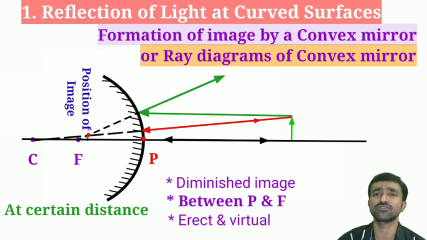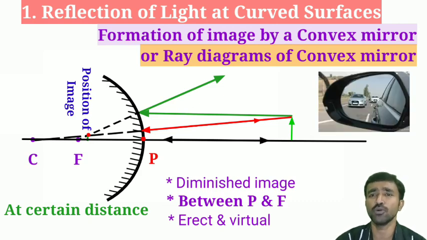So the characteristics of the image obtained in this situation are erect, diminished and virtual. For any distance, irrespective of the position of the object in front of a convex mirror, those characteristics are fixed. What are they? Always an erect, diminished and virtual image will be given by the convex mirror. Due to this reason only, we are using the convex mirror as a rear view mirror for automobiles.